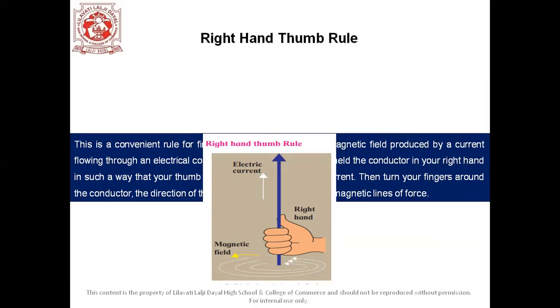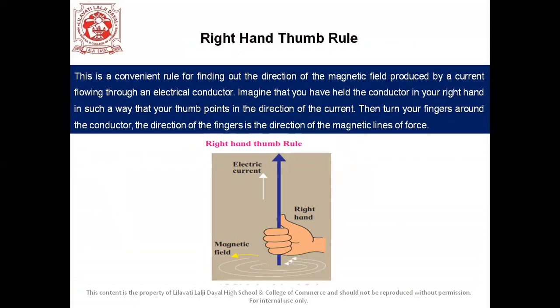And that is the right hand thumb rule. So what is a right hand thumb rule, students? It is a very convenient rule for finding out the direction of the magnetic field produced by a current flowing through an electric conductor. As you can see in the diagram, the conductor is held in the right hand in such a way that the thumb points in the direction of the current. Then turn your fingers around the conductor. The direction of your fingers is the direction of the magnetic lines of force. So the direction of the thumb tells you about the electric current, and the direction of your fingers tells you about the direction of the magnetic lines of force.